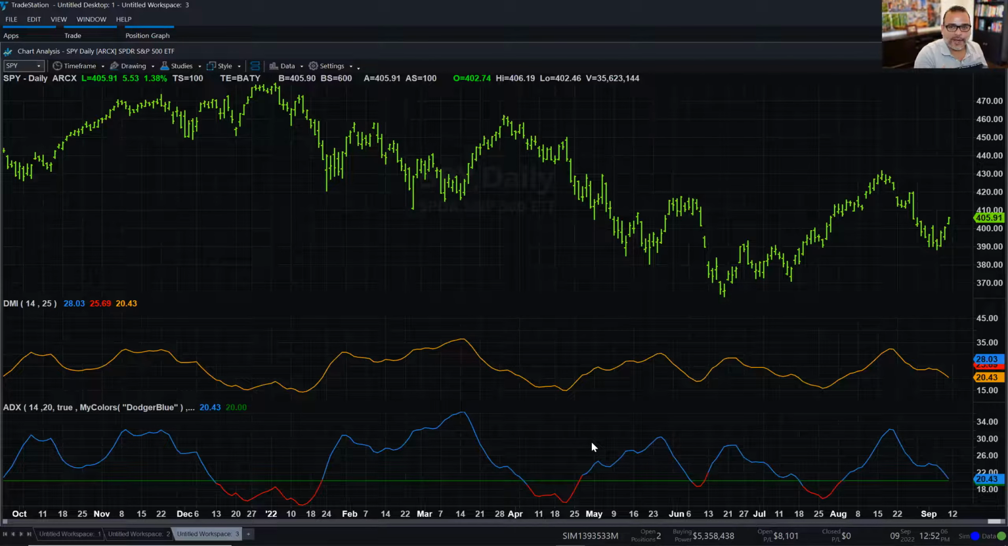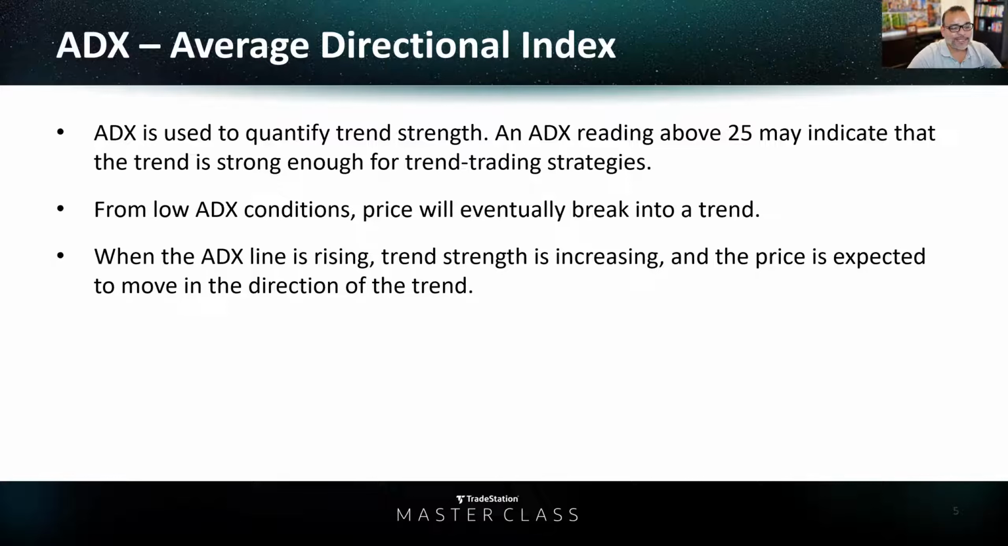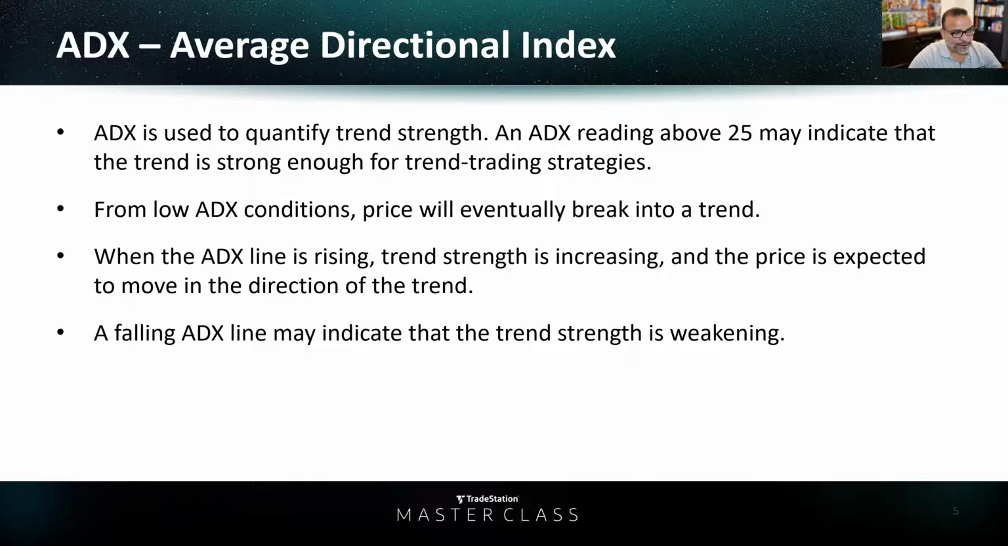When things quiet down in the market for a period of time, you know that something is due to happen. The market can only sustain those periods of low volatility for a short period of time. And we just want to make sure that we are in and that we are aware of the signal when the ADX is telling us the market's speeding up. When the ADX line is rising, trend strength is increasing, and the price is expected to move in the direction of the trend. A falling ADX line may indicate that the trend strength is weakening.